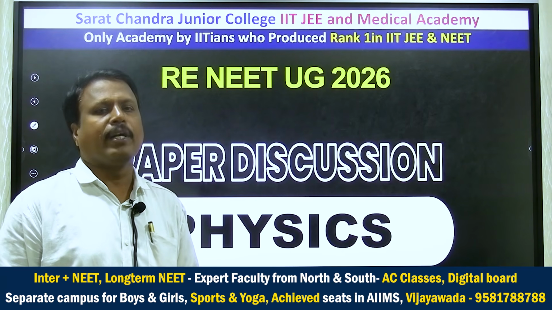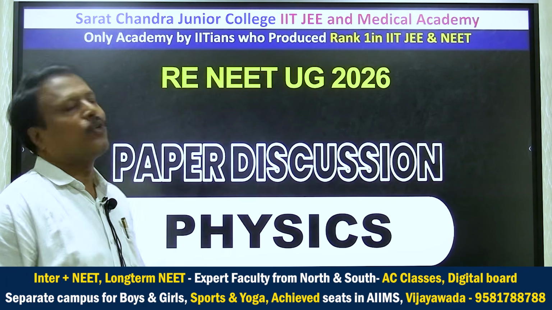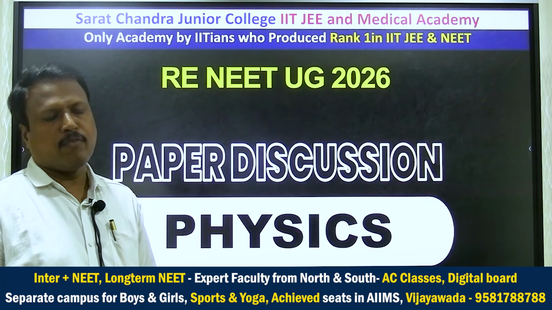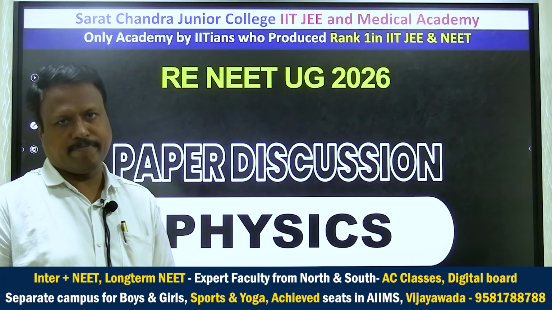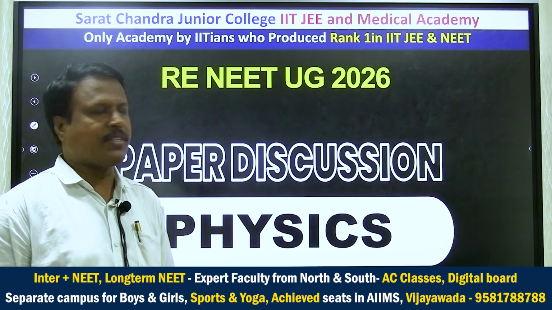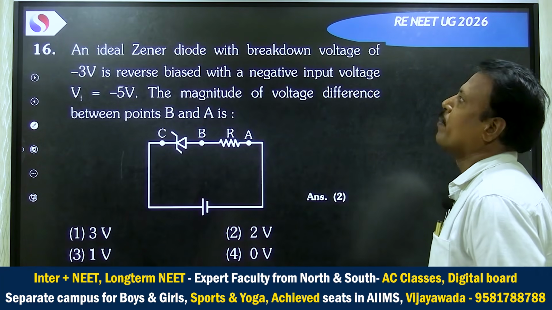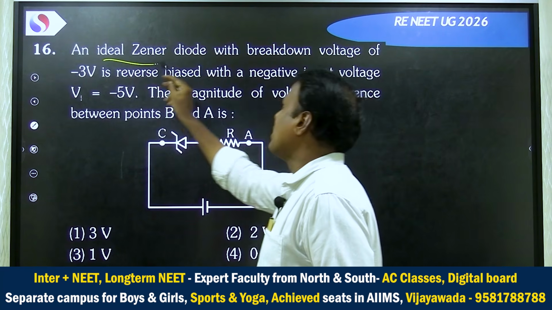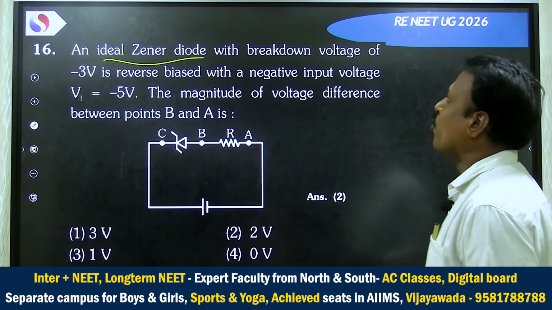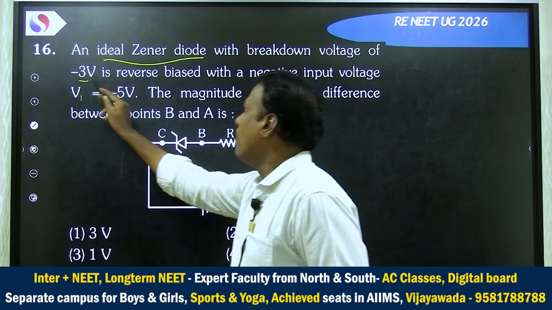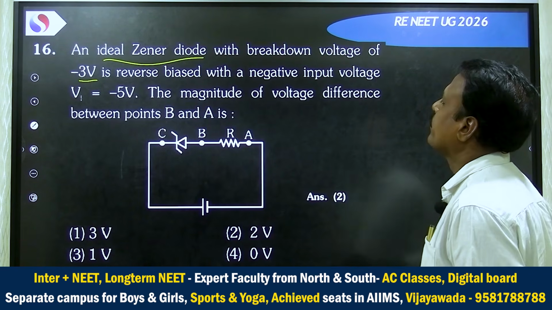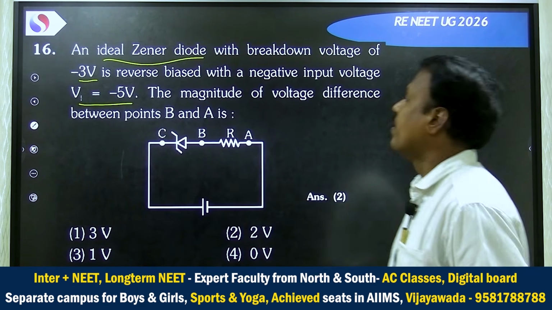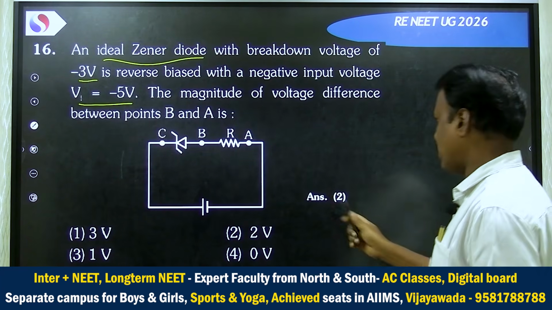Now I am going to explain the NEET 2026 question numbers from 16 to 30. Okay, shall we start? Right, this is question number 16. In this, an ideal Zener diode with a breakdown voltage of -3 volt is reverse biased with a negative voltage -5 volt.